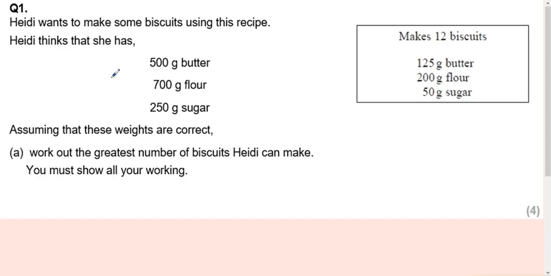So for question one, we've got a standard sort of recipe problem. We've got some ingredients, the recipe, and how many biscuits it will make. Now, we have to work out the greatest number of biscuits that Heidi can make. A few ways that we can go about doing this. The most straightforward is by saying 500 divided by 125. This will be for the butter.